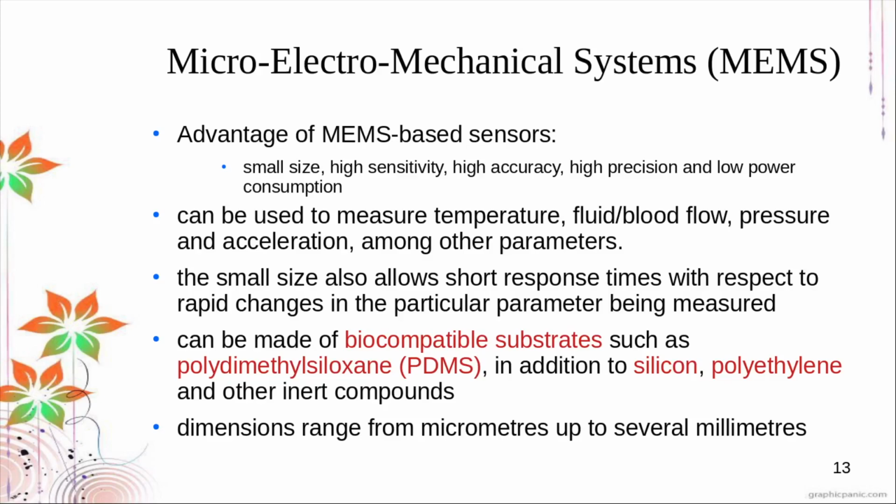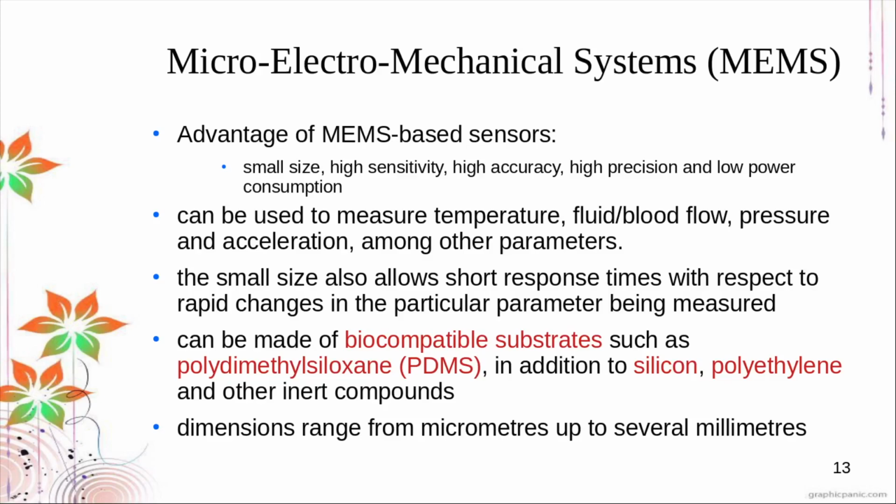Now, we have micro-electro-mechanical systems or MEMS devices in extant biomedical devices. So, the advantages of the MEMS-based sensors are they are small size, high sensitivity, high accuracy, high precision, and low power consumptions. So, these devices are usually used to measure temperature, fluid or blood flow, pressure and accelerations, among other parameters in a biomedical system.